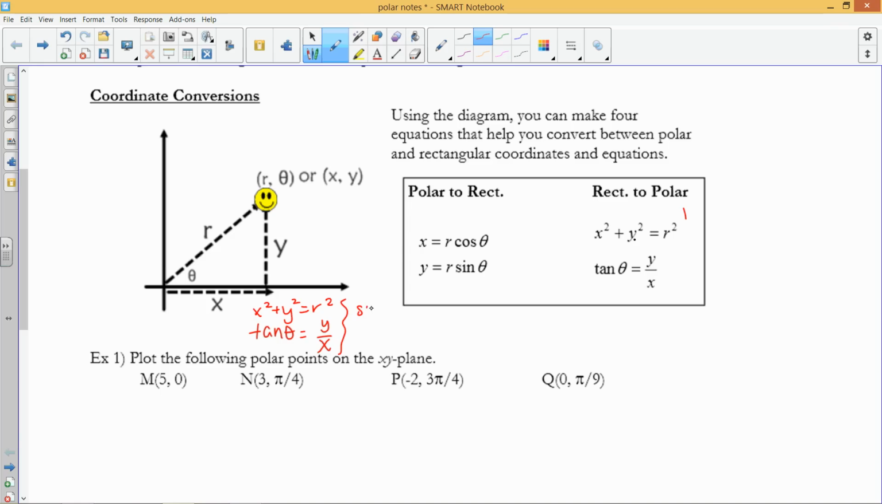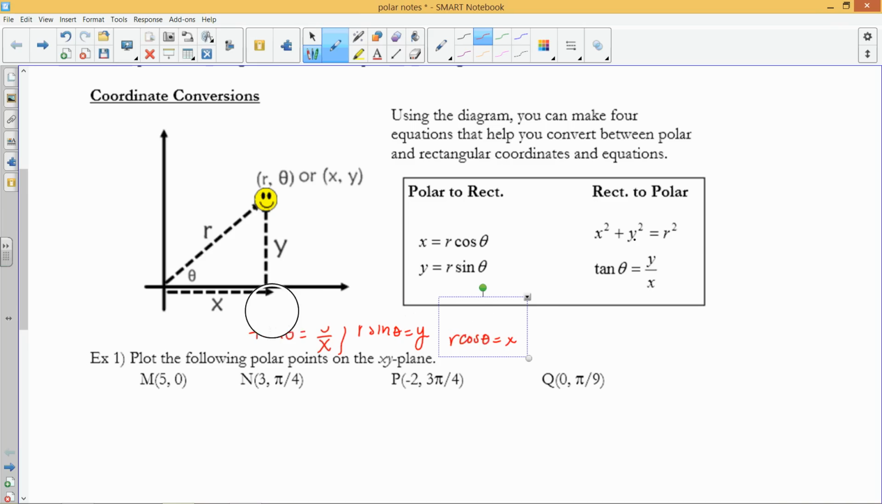Now, tan theta isn't the only SOHCAHTOA we can use. We can also say sine theta would be y over r. In other words, r sine theta equals y. Along the same lines, cos theta equals x over r. So r cos theta equals x. That's where these two equations come from. x equals r cos theta, y equals r sine theta.